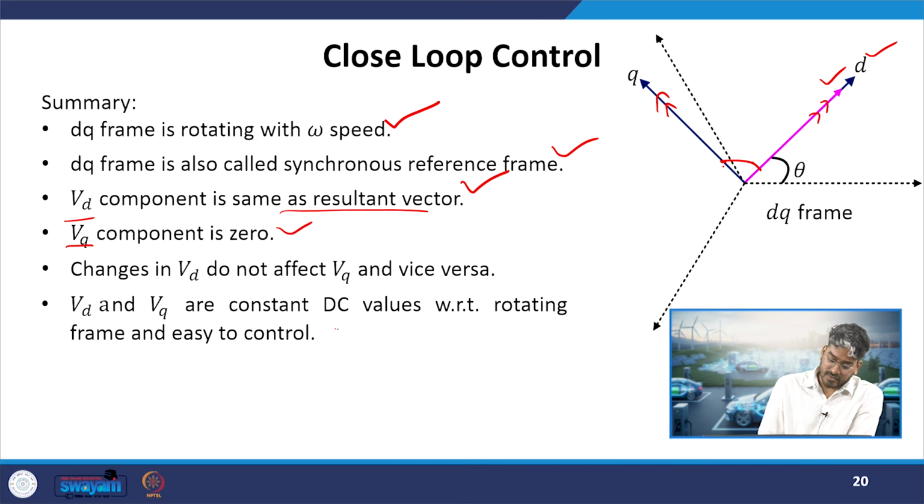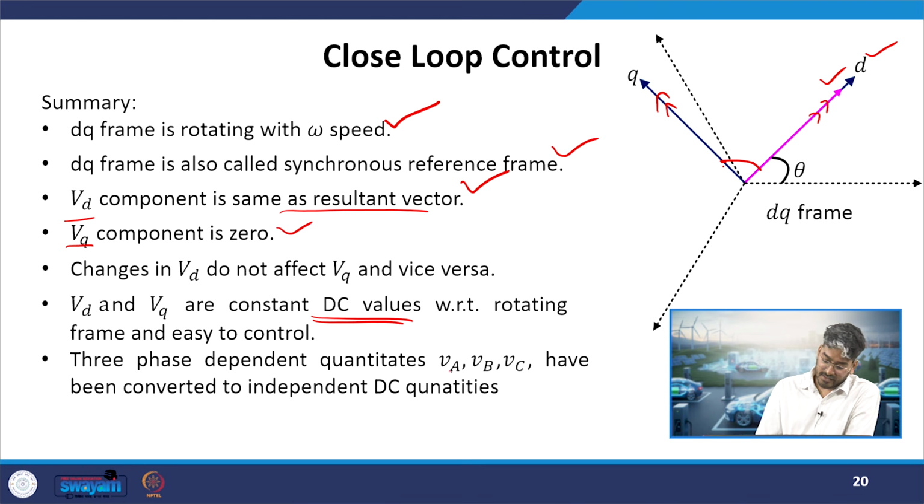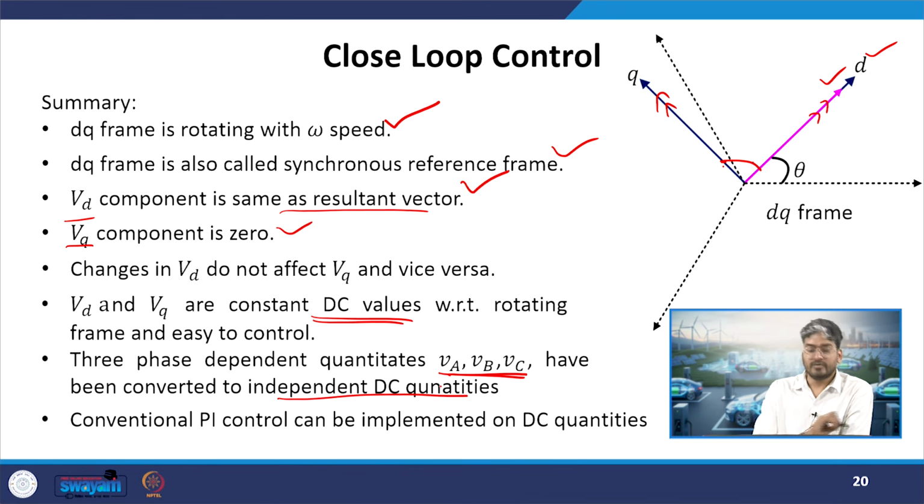Now Vd and Vq are constant DC values. Okay, so they are constant. Why? Because of the frame which we have considered, that is, it is a rotating reference frame. The three phase dependent quantities, that is VA, VB, VC, we had three variables. Now we have changed them into two independent variables, that is, two DC quantities.